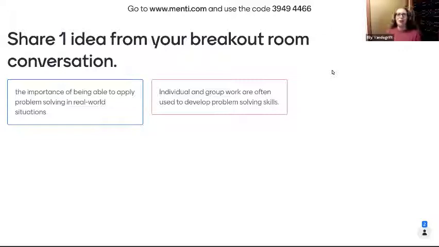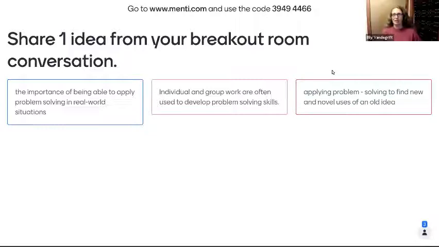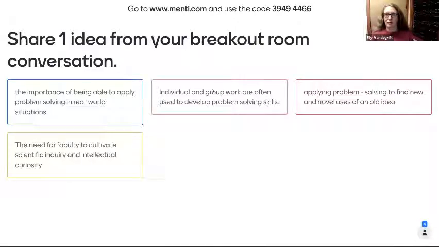Individual and group work are often used to develop problem solving skills. Applying problem solving to find new and novel uses of an old idea. I like that. I love the helicopter idea.